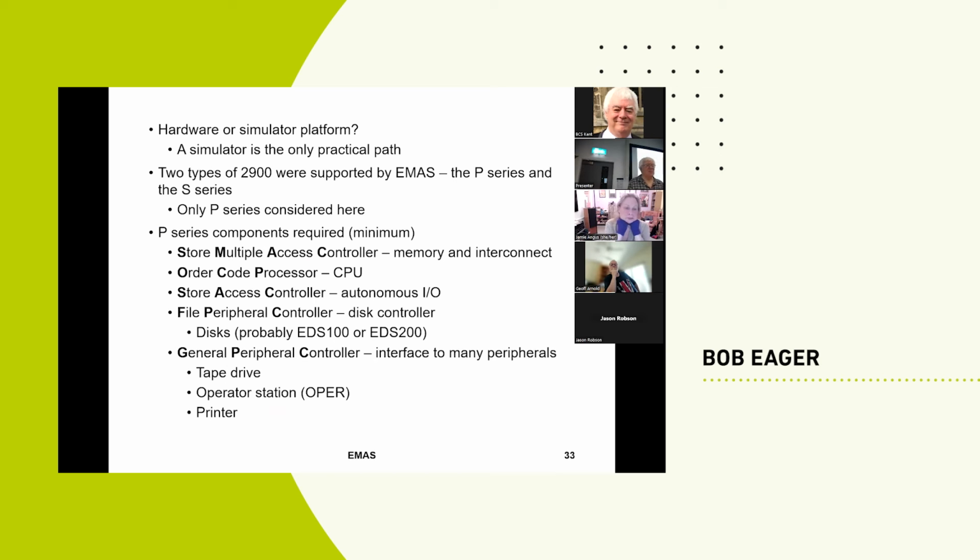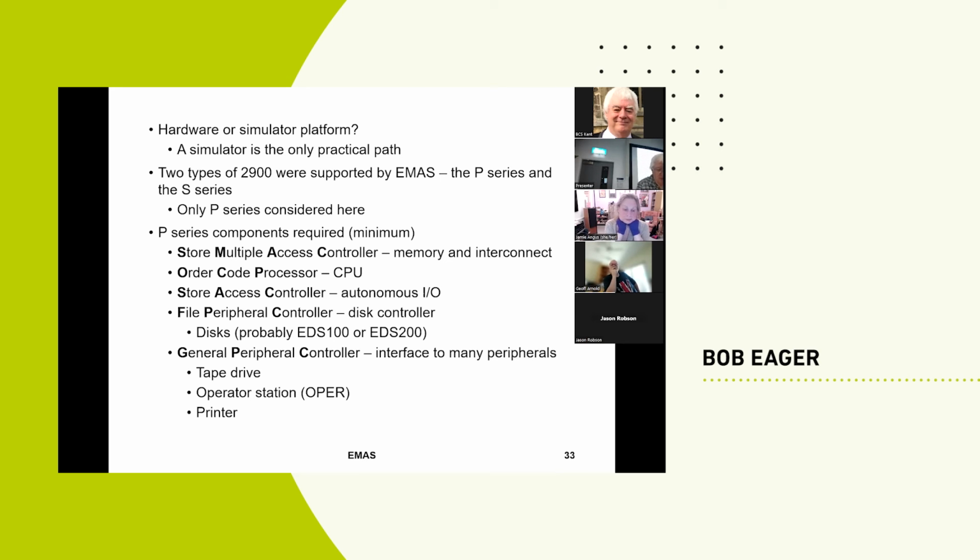But we have no hardware to run it on. I only know one working 2900 in the world, and that's in the National Museum of Computing. So a simulator is the only practical path. And there were two types of 2900: the P series, which were the early ones, the ones that I've been talking about, and the S series, which were the ones with the new Fujitsu chips. I don't know nearly so much about the S series, but I know a lot about the P series.